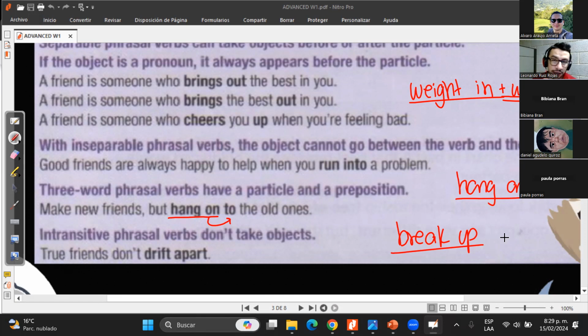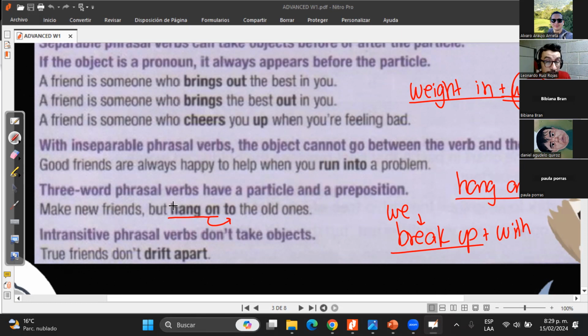Romper, ¿cierto? Romantic relationship. And I say just we break up. That's it. Listo, fin. We break up. Pero si quiero explicar con quién rompí, we break up... Ah, okay, no, I just have to add another preposition. Break up. I break up with my girlfriend, I break up with my wife, so on, right?